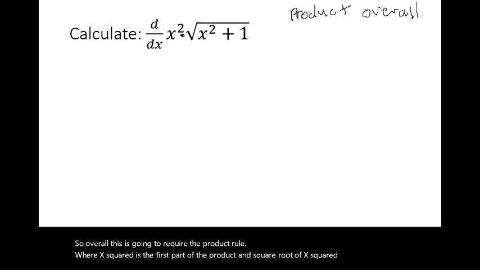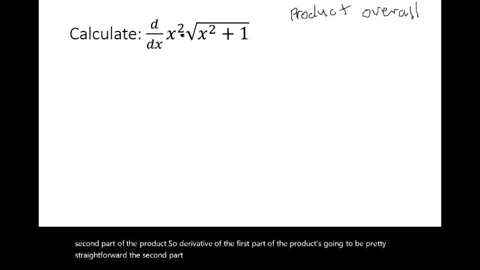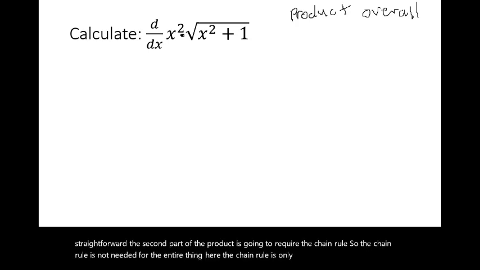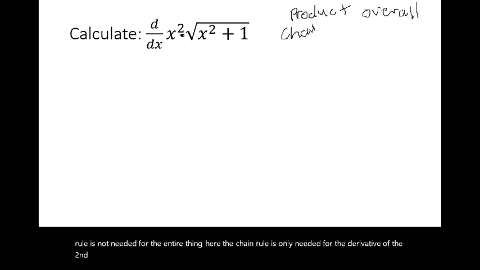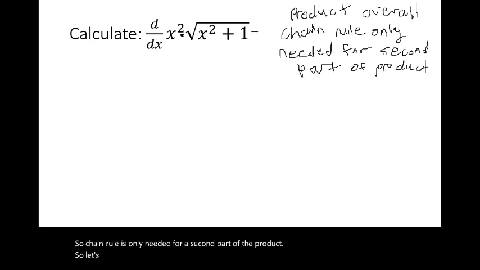So derivative of the first part of the product is going to be pretty straightforward. The second part of the product is going to require the chain rule. So the chain rule is not needed for the entire thing here. The chain rule is only needed for the derivative of the second part of the product. So let's start by using the product rule.